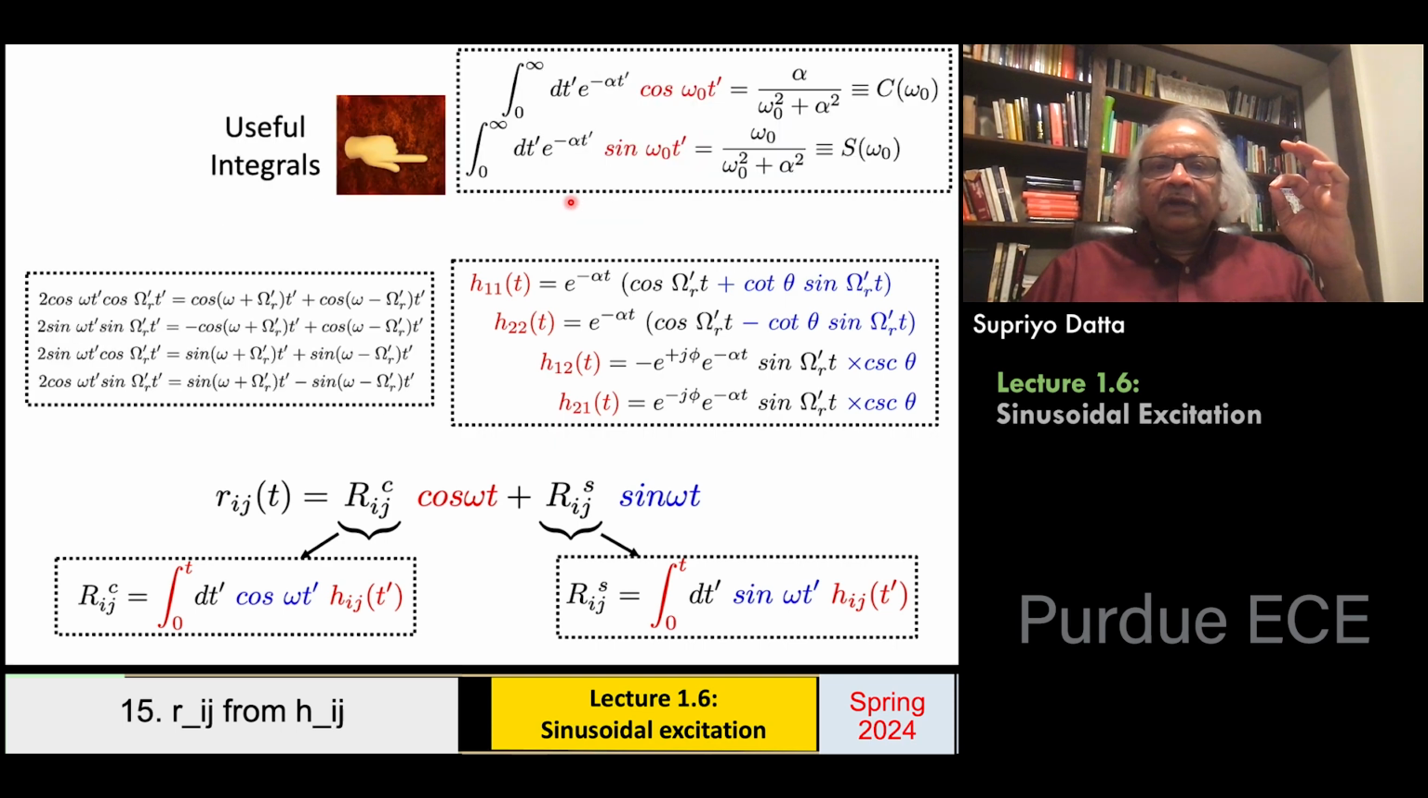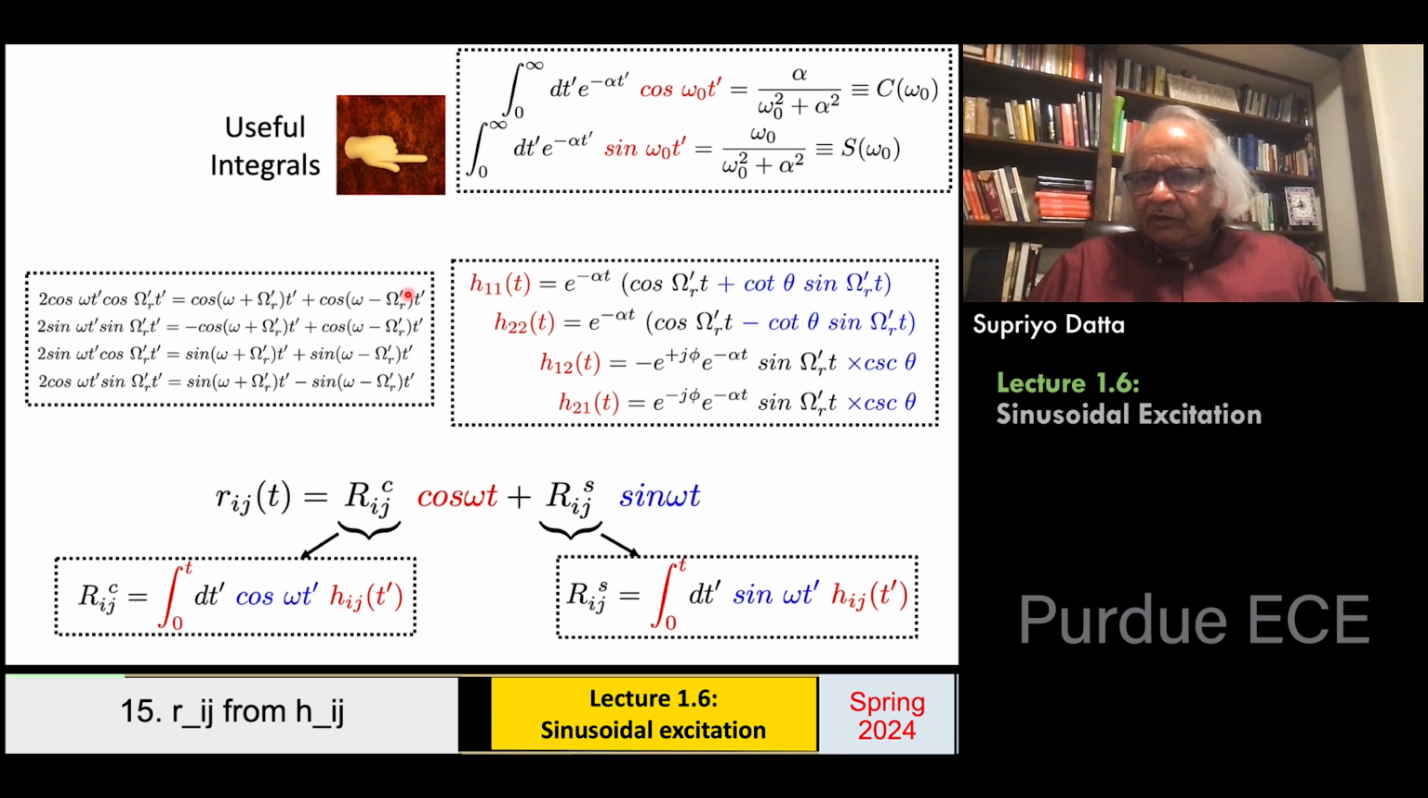And I can do that making use of this rule for the integrals, which is that when you take e to the power minus alpha t prime, multiply with cosine and integrate it, you get this function, which I'll call C. And it depends on this frequency omega 0. And with the sine, I get this function, which I'll call S. And since every term is either a cosine or a sine multiplying an exponential, when I use those integrals, I can write down the answers.